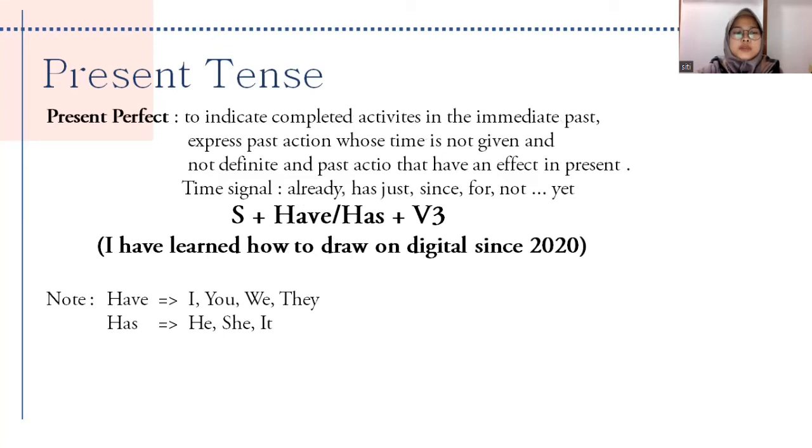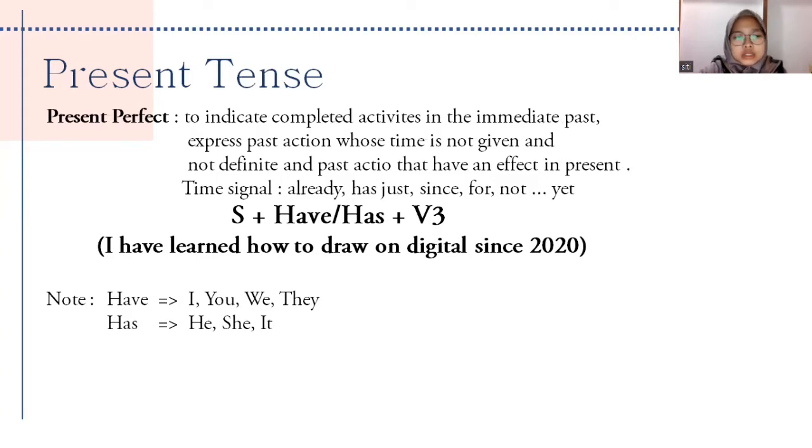And the third is present perfect. Present perfect is used to indicate completed activities in the immediate past. It expresses a past action whose time is not given, and a past action that has an effect in the present. The time signal is already, just, since, for, not, yet. The form is subject, have or has, and verb 3. For example, I have learned how to draw on digital science 2020.